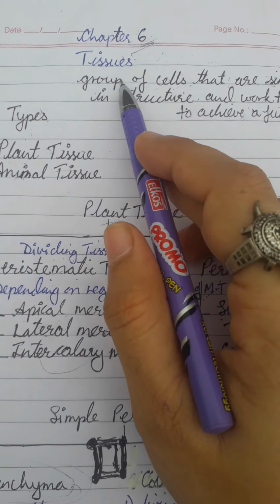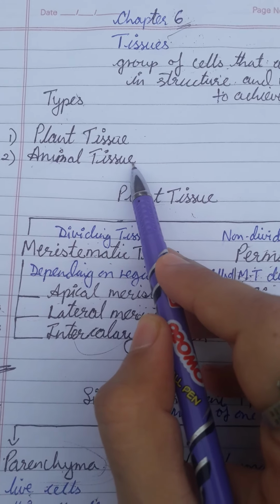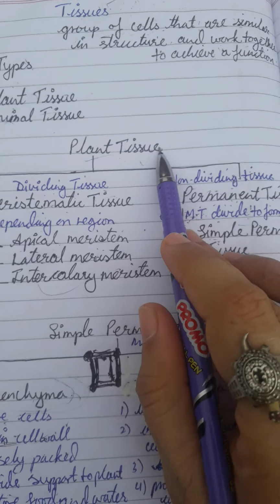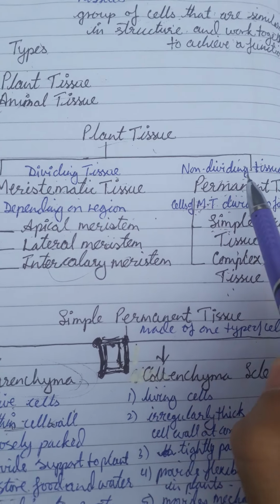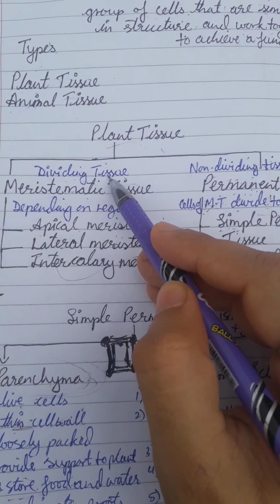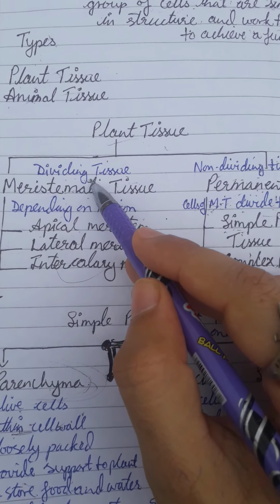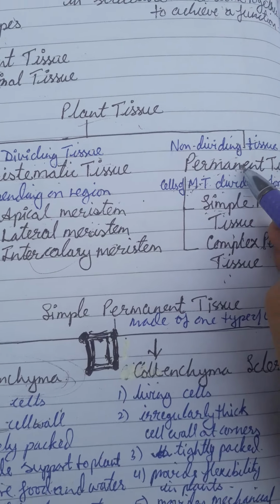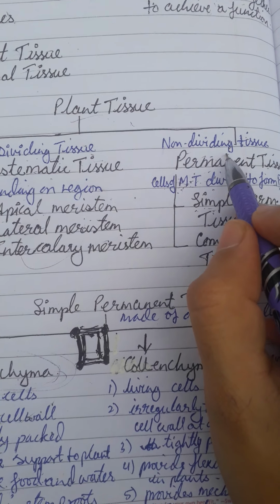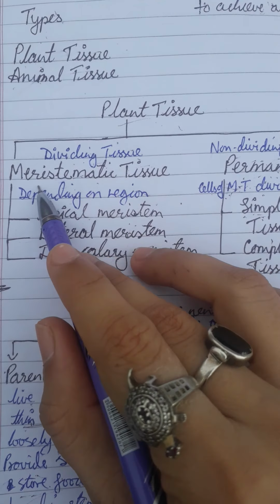Okay, now we'll come to the types of tissue. There are mainly two types of tissue: plant tissue and animal tissue. First we'll start with the plant tissue. Plant tissues are further categorized into meristematic tissue and permanent tissue. These meristematic tissues are also called dividing tissues because the cells of these tissues keep on dividing. And the permanent tissues are also known as non-dividing tissues because the cells of permanent tissue, after a stage, stop dividing. Clear?